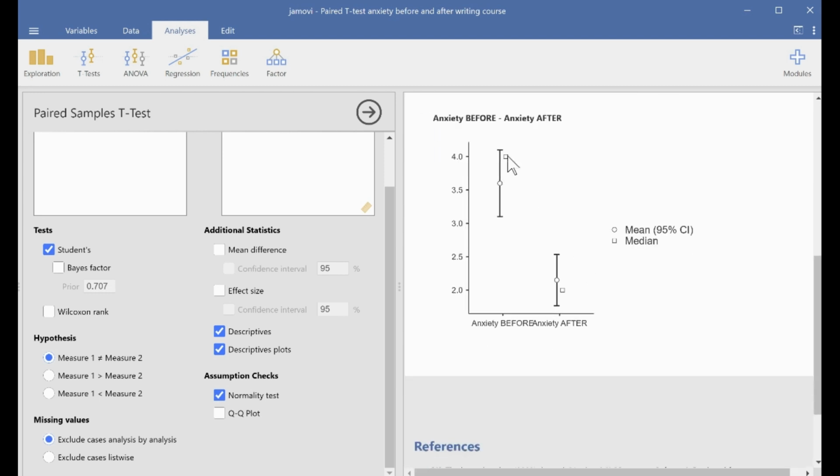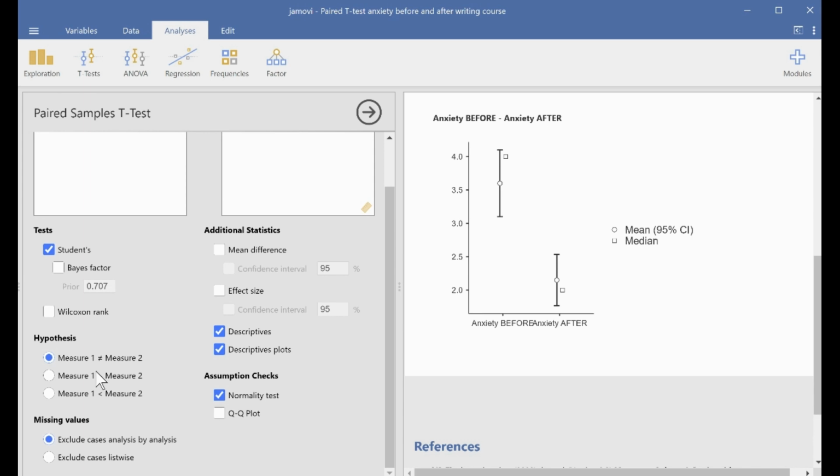If I go down here to the plot, what you can see is this is the anxiety before, this is the anxiety after. The dot in the circle in the middle, that's the mean. The square is the median. We're going to ignore the median at the moment. And you can see that there's no overlap between the confidence intervals, these two markers here. That usually designates that there is a significant difference, not always because of the way this particular plot is calculated.